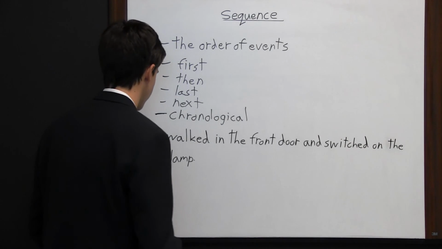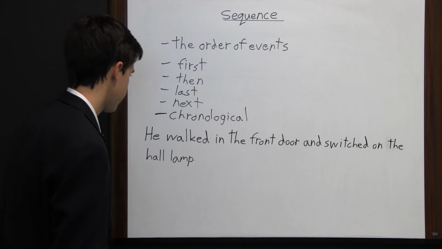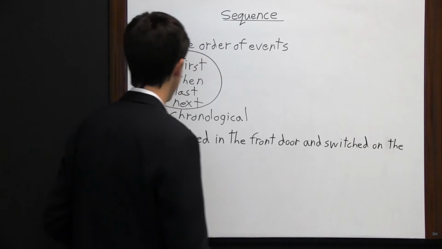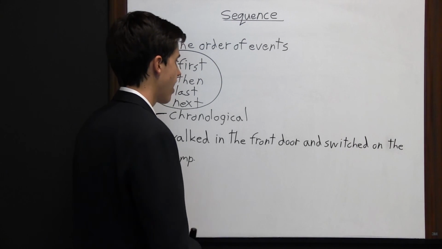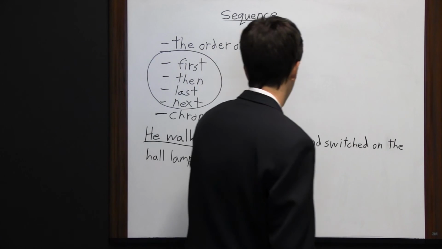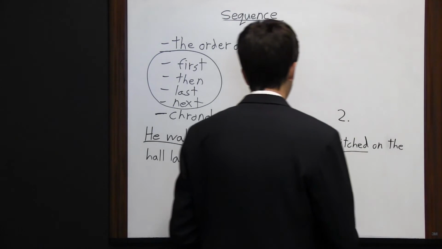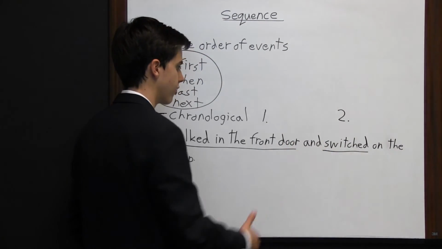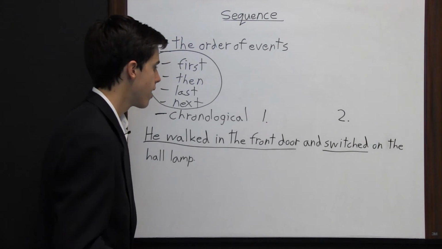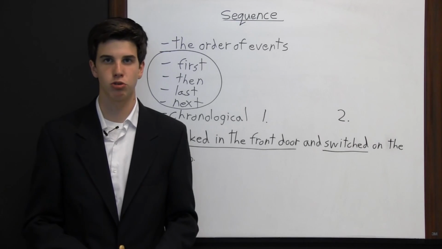So to practice, take a look at this sentence. "He walked in the front door and switched on the hall lamp." Notice here that none of these words are present in this passage. However, you can still find what the sequence is here. So you know that he must have walked in the front door first and then switched on the light. That had to happen second, because first he had to get inside the door. So this may seem like a very simple and elementary example, but it's still important to be able to identify the sequence in a passage or sentence.